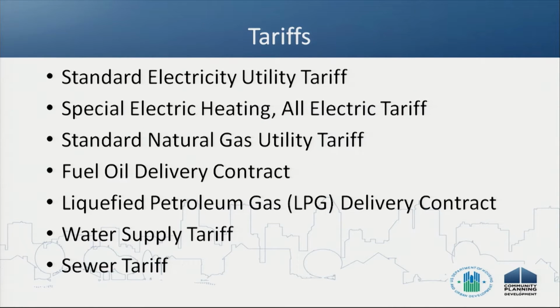The utility tariffs that can be entered into the model are electricity, natural gas, fuel oil, liquefied petroleum gas, water, and sewer. Other fees listed towards the bottom of the model, such as trash and appliance fees, are not applicable to HOME because they are not part of the definition of utility for the purposes of the HOME utility allowance.